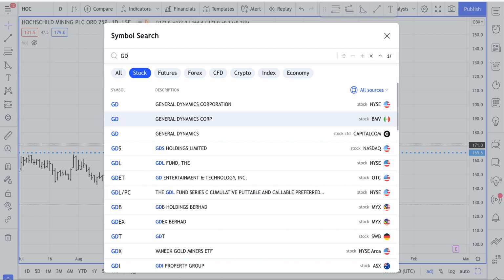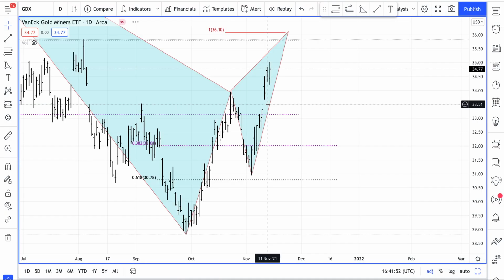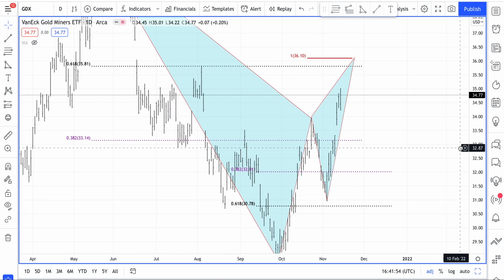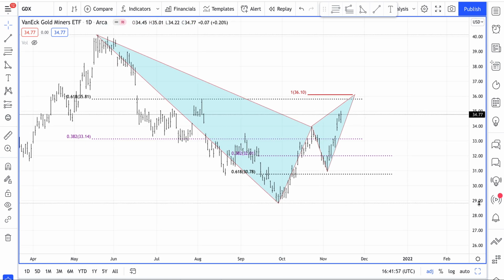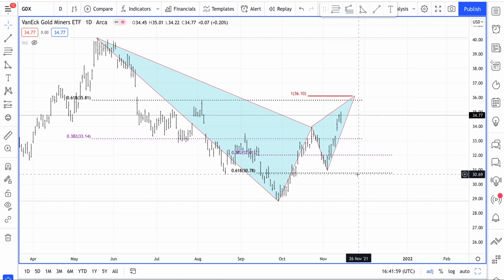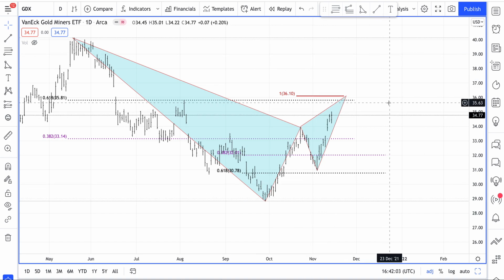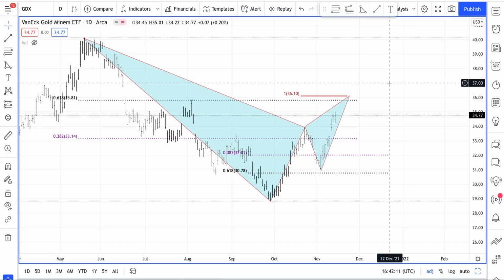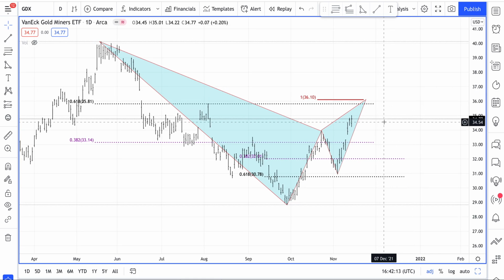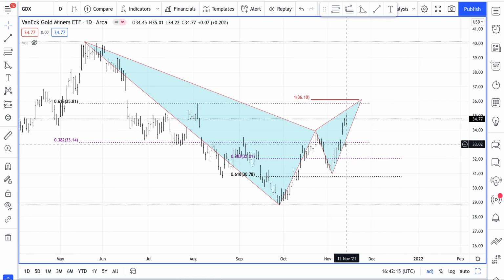Let's take a look at GDX. Okay, so GDX is actually traveling in an ABCD formation, and then we have the 61.8% retracement of the ABCD move between the 35.8 and 36.1 level. Around this level, it's likely to find some resistance, so perhaps it could pull back.